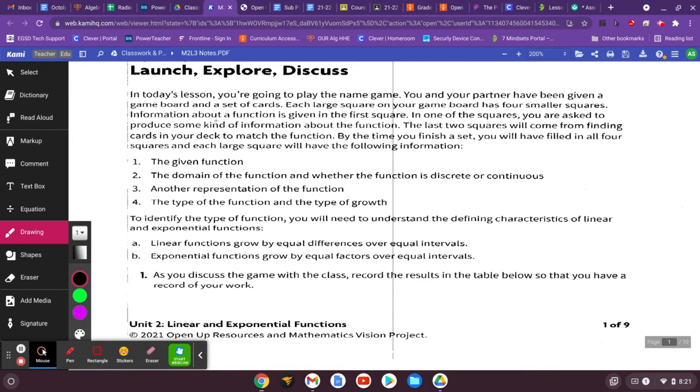You and your partner are going to have your notes. We're going to use that as our game board and a set of cards. Each chunk of 4 has 4 smaller squares, and different information is given in the first square, the top left. So in one of the squares, you're going to have to produce some kind of information, but the other 2 squares will come from finding a match with the deck that you're given. So by the time you finish, you'll have filled in all 4 squares.